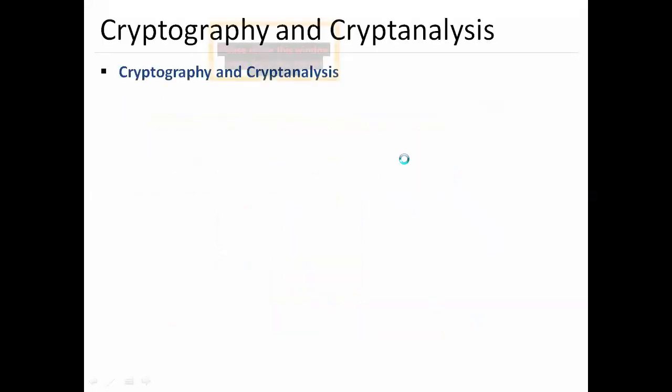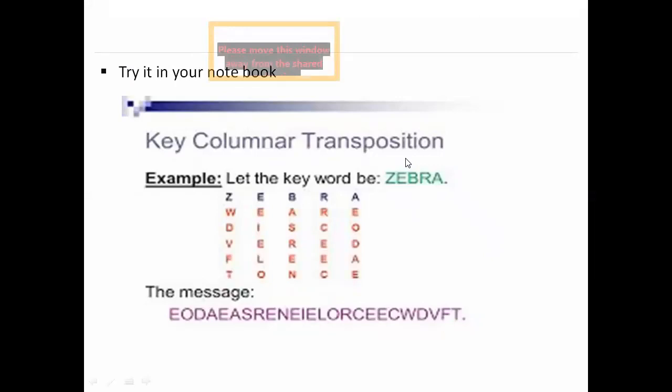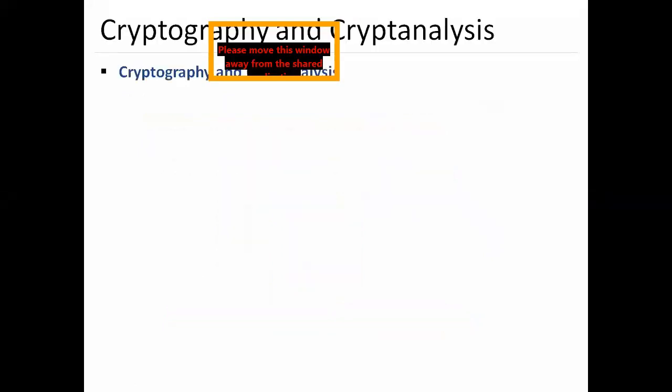Okay, so this is how we have a columnar technique and a rail fence technique of substitution and transposition ciphering. Apart from this, we have cryptography and cryptanalysis.